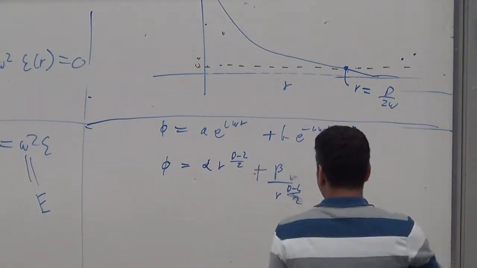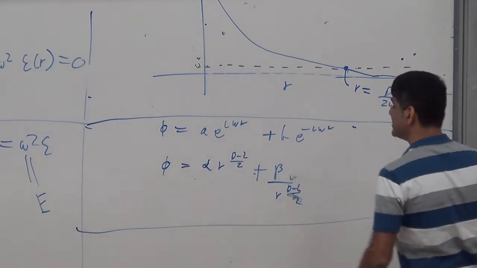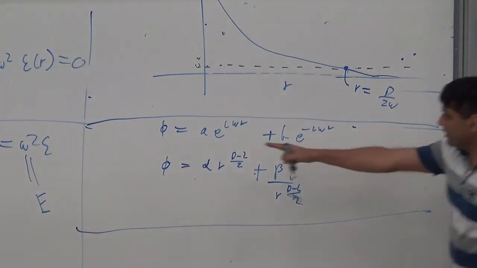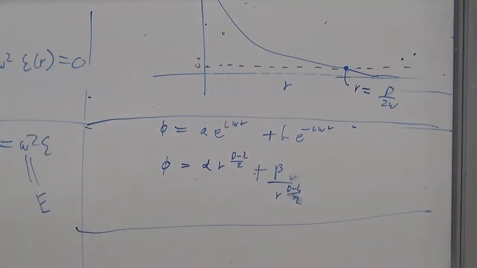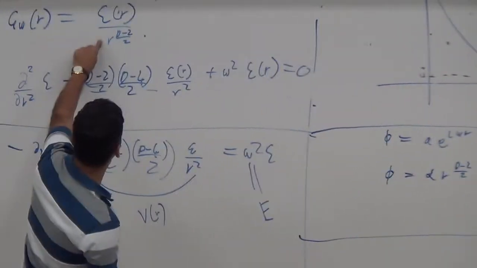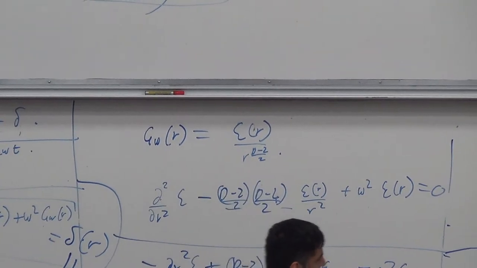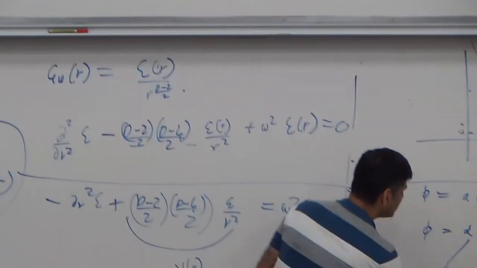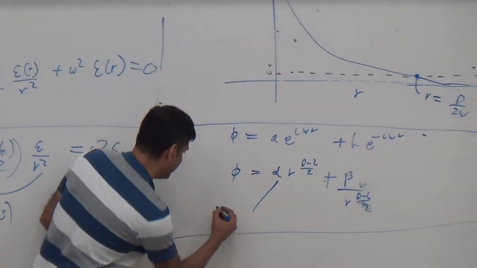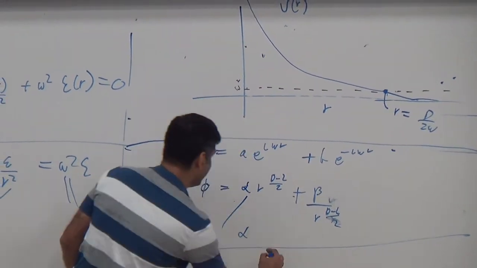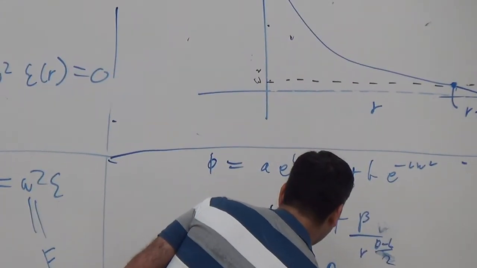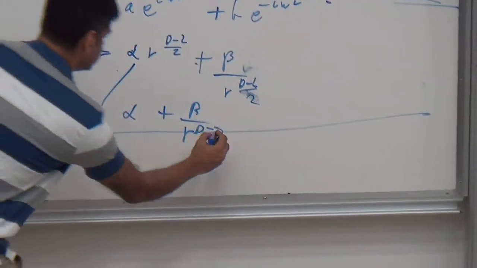Now, I've written down the solution for phi, but what about the solution for g? For g, we have to divide everything by r to the power (d minus 2) by 2. When we do that, this term multiplies a constant. So g, this expansion, is g equals alpha plus beta divided by r to the power d minus 3. You can check.